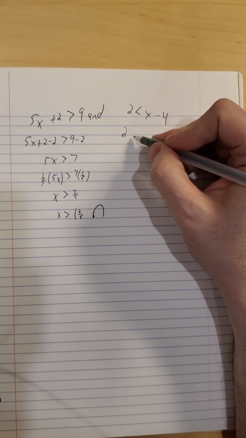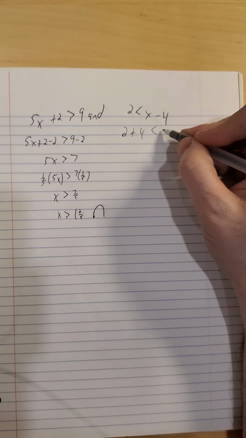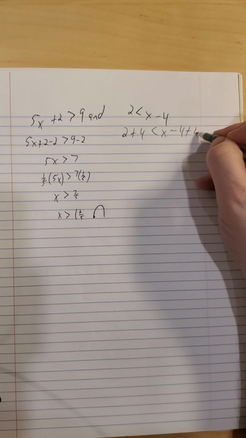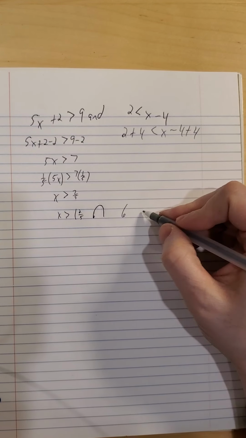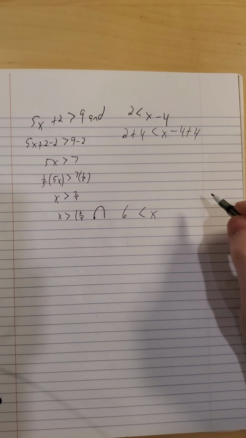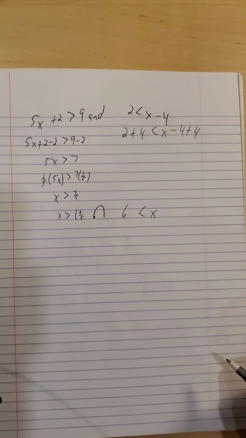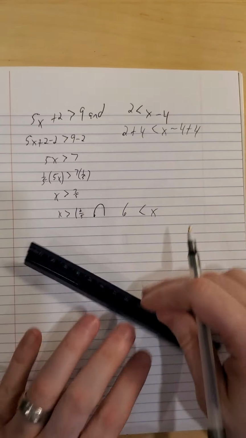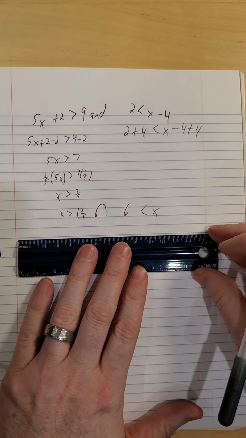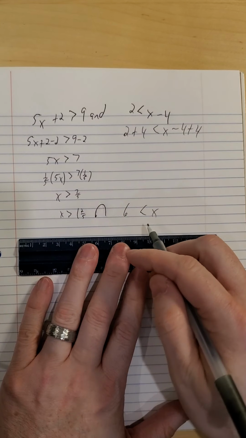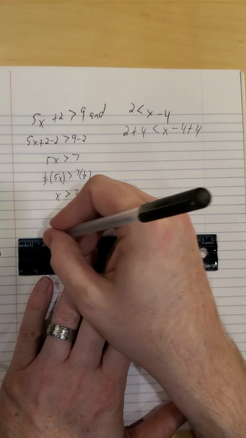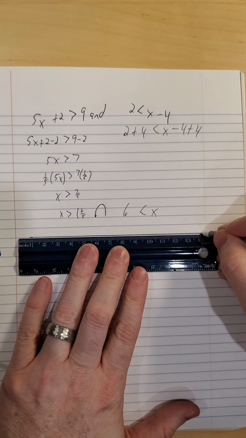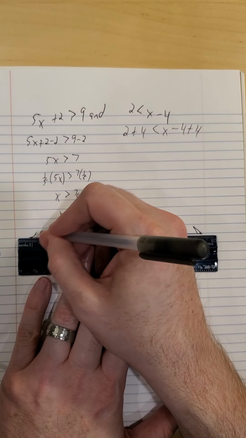This other one we'll solve a little bit faster. We'll add 4 to both sides. So 6 is less than x. Okay, so these ands and ors, remember we're going to have basically 3 graphs going, one for the first, one for the second, and one for either the and or the or, the intersection or union.